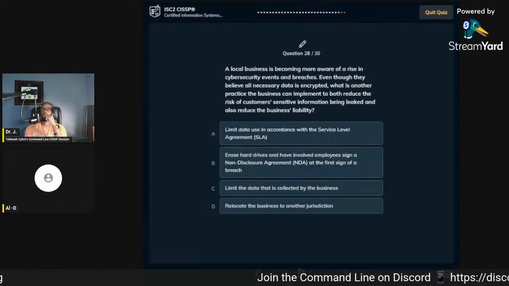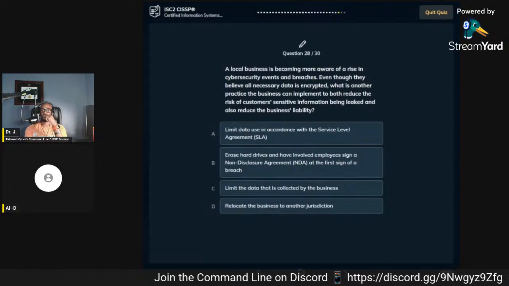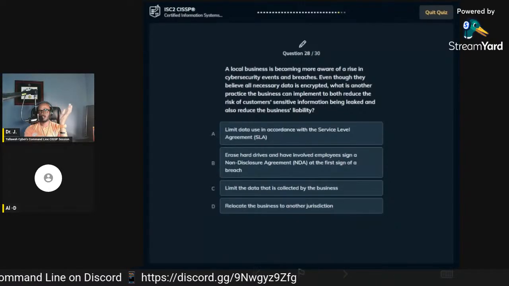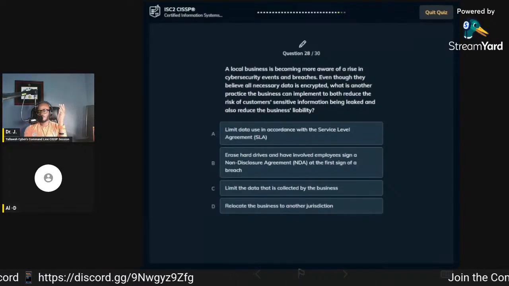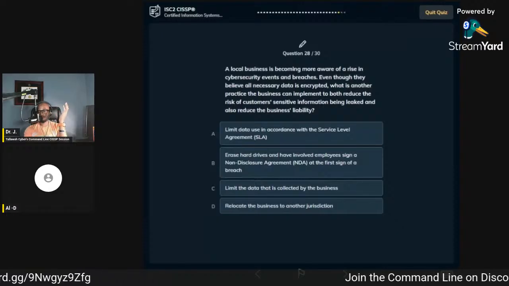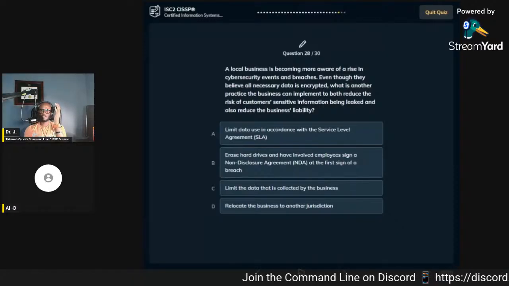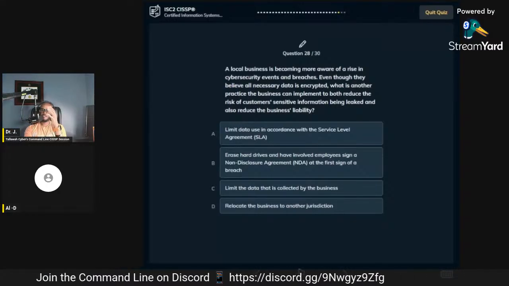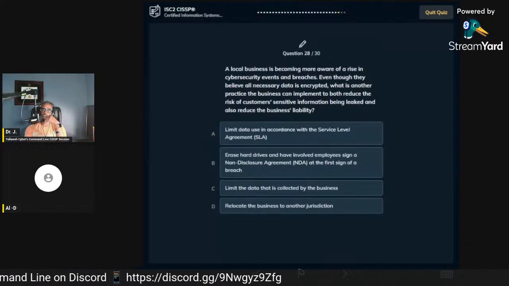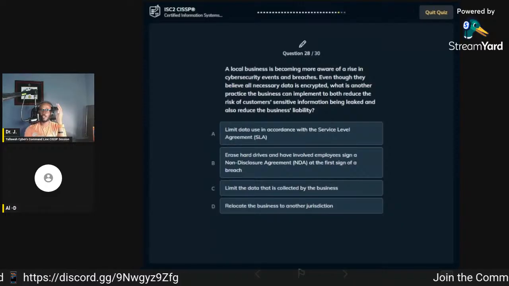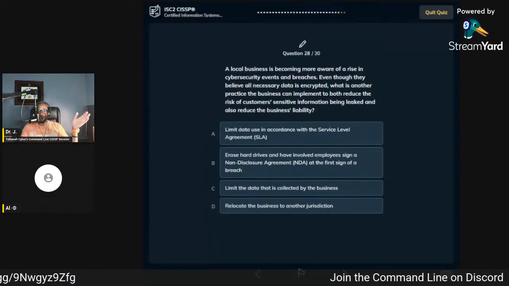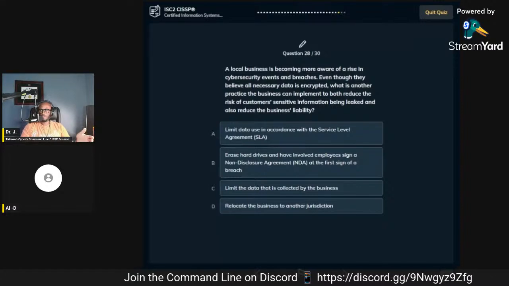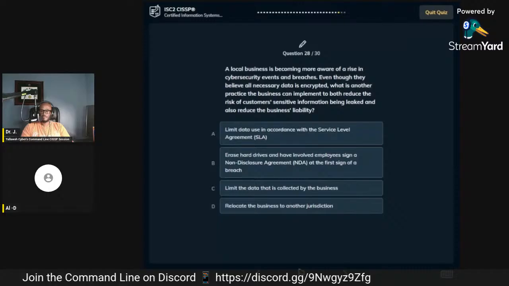So what's another practice the business can implement to reduce the risk of customers' info being leaked? If something happens, you don't want to have collected their social security numbers and addresses, and then you get hacked, and now all that information is out in the wild. If you collect the minimum amount that you need, you reduce your liability. It's still bad that you got hacked, but at least not so much information is out there.